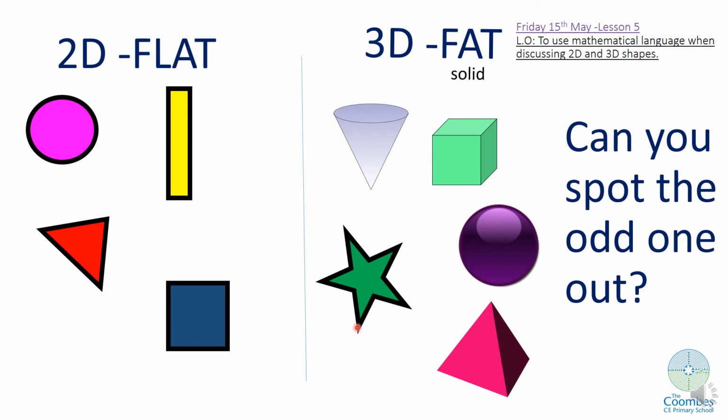Well done. I've accidentally put my star shape over in the 3D column, but actually it should be in the 2D shape column. Now, have a little think. How did you know that? How did you know that the star should be over here?